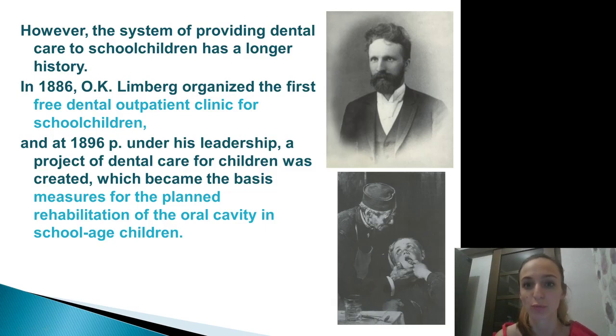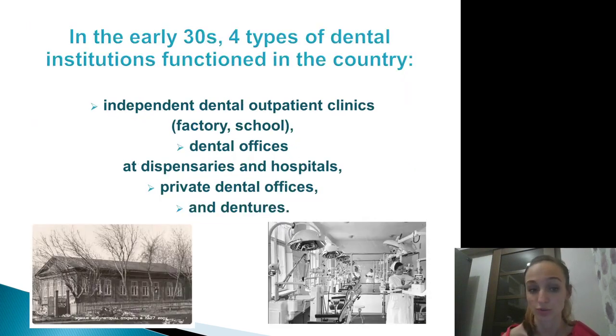However, the system of providing dental care to school children has a long history. In 1886, Limburg organized the first free dental outpatient clinic for school children. And in 1896, under his leadership, a project of dental care for children was created, which became the basis for measures for the planned rehabilitation of the oral cavity in school-age children.